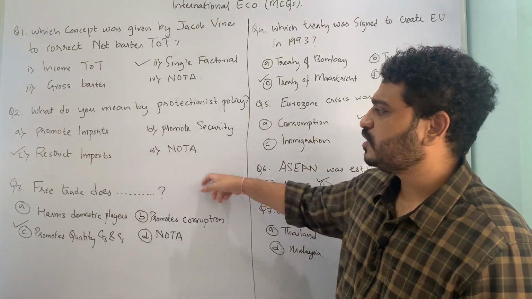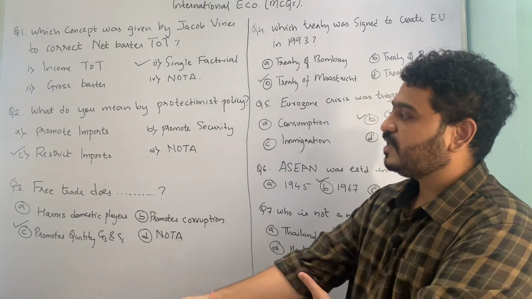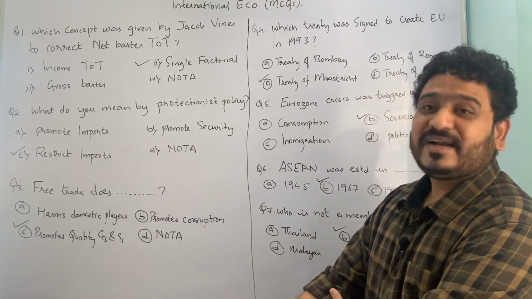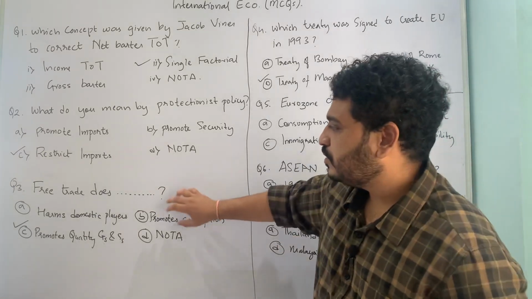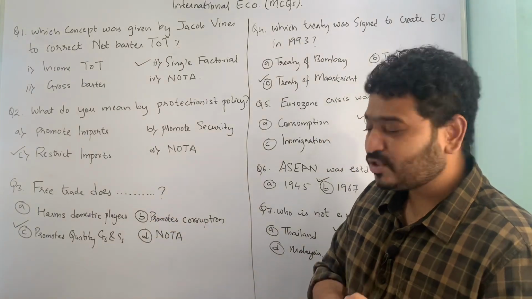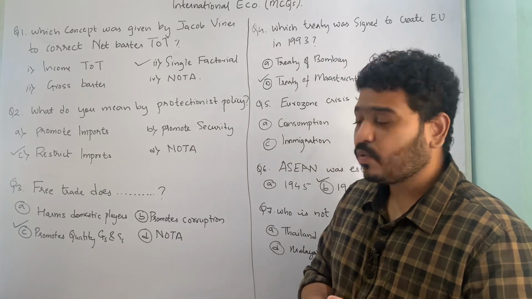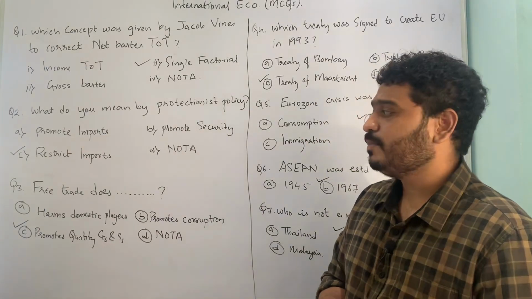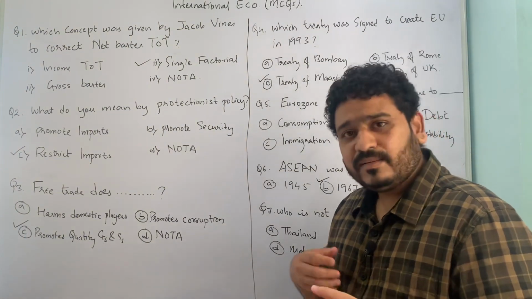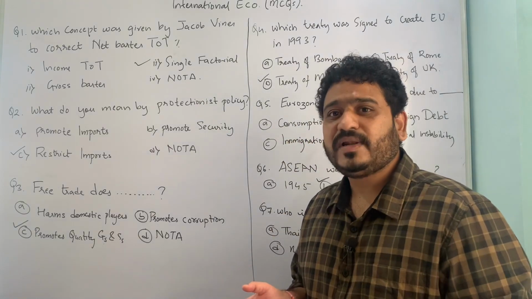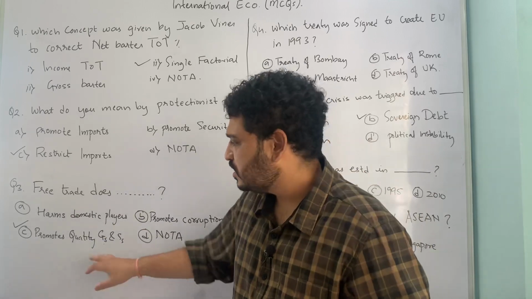Let us now move to the third question. There's always an argument with respect to free trade and protectionism, so the next question is related to free trade. Free trade does dash. It harms domestic players, or it promotes corruption, or it promotes quality goods and services, or none of the above. When there is free trade, anybody from anywhere in the world can trade and exchange commodities, and consumers end up buying quality goods and services. Therefore free trade always promotes quality goods and services. This is the answer.